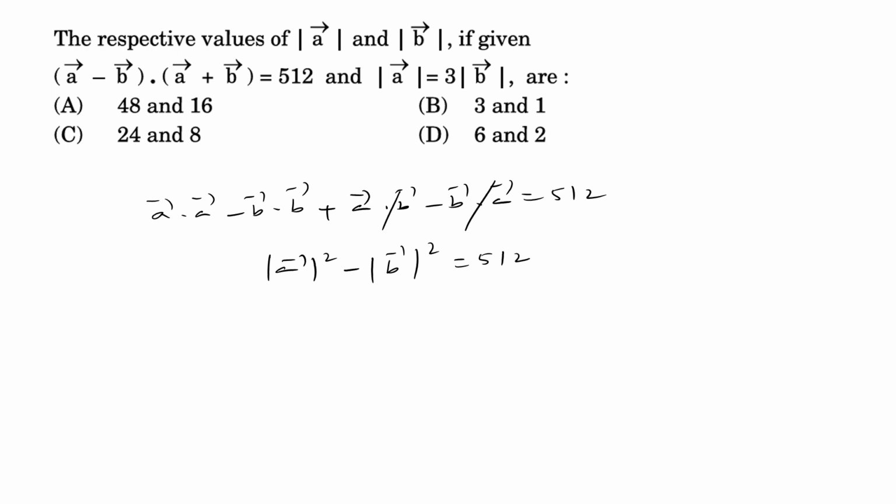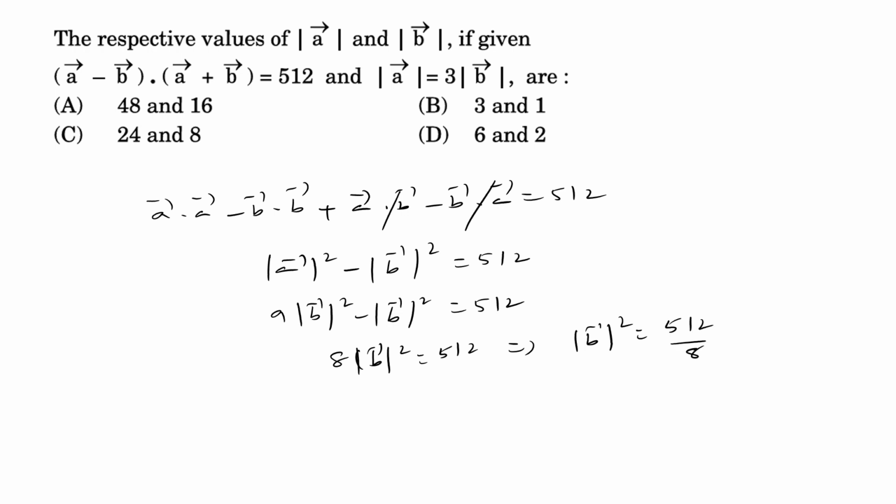But we are given magnitude of A is 3 times magnitude of B. So this becomes 9 times magnitude of B square minus magnitude of B square is equal to 512. 8 times magnitude of B square is equal to 512. So this gives us magnitude of B square is equal to 512 divided by 8. 8 6s are 48, 8 4s are 32. So that gives me magnitude of B is equal to 8. So magnitude of A should be 3 times magnitude of B, that is 24. The answer is magnitude of A and B are respectively 24 and 8.